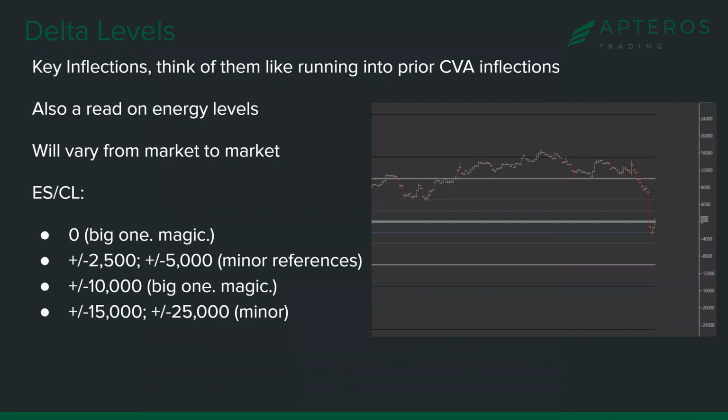So delta levels. Remember neutral, 0, right? That's the big one. Think of it just like price action relative to, giving you a breakout pullback or whatever. We can use 0. This is for the S&P and crude. 2,500, 5,000, very minor references. Really, the big ones that I care most about are 0 and 10,000. That is plus and minus 10,000. I've also got plus and minus 15 and 25,000. But 0 and 10 are the most important.